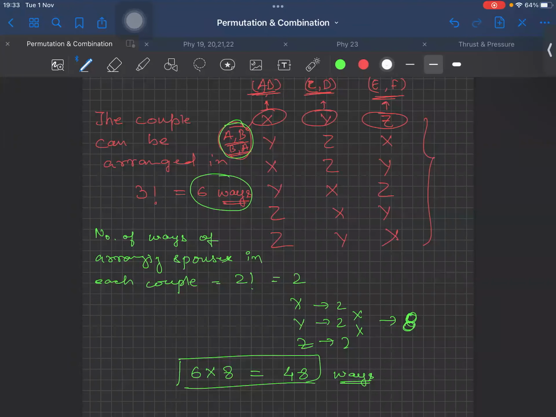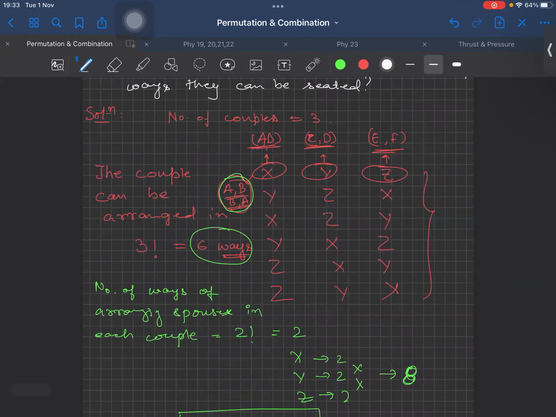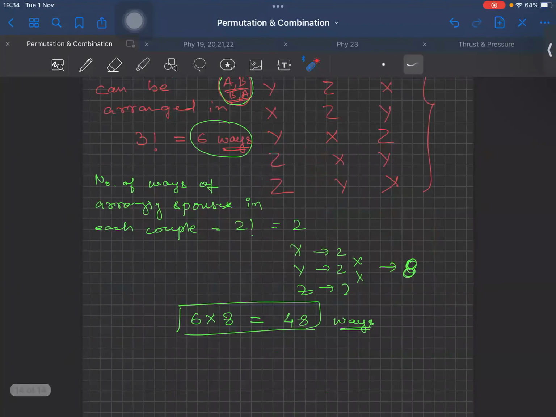See, I'll repeat again. There are 3 couples, so 3 couples can be arranged in 3 factorial ways, right? That is 6 ways. These ways I've already written. Now each couple can be arranged in 2 factorial ways, either AB or BA, CD or DC, EF or FE, right? So this can be done in 8 ways. So 6 into 8 will give you 48 ways in total. Understood?